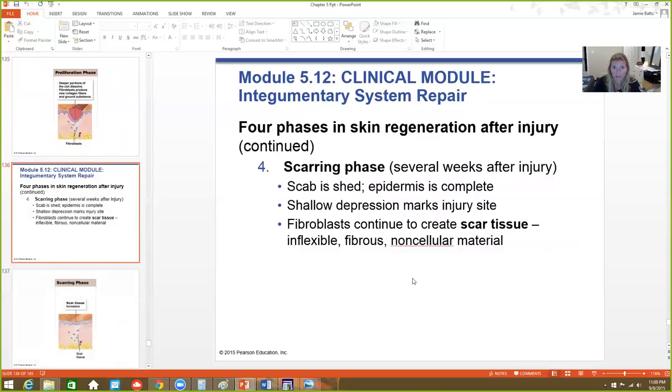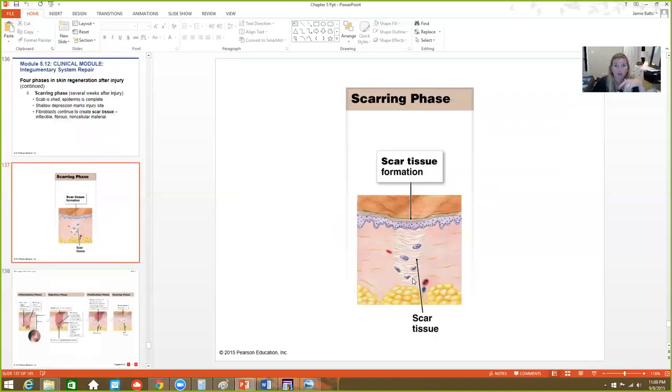This is when the scab falls off or you scratch it off. They're usually itchy at this point. The epidermis healing has been complete. There may be a shallow depression where the injury was, but now you have scar tissue. It's non-cellular material. It's mostly collagen fibers formed from this process.